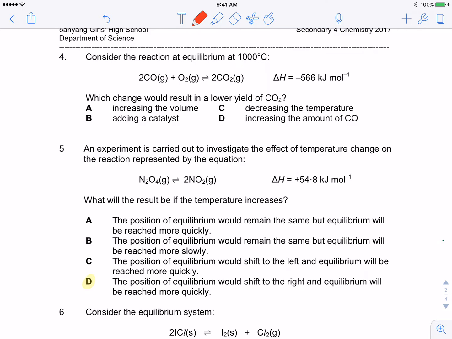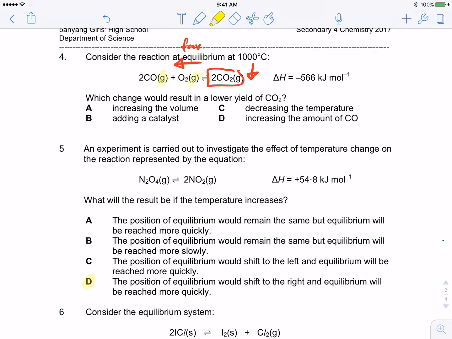Question 4. Consider the reaction at equilibrium at 1000 degrees Celsius. I have carbon monoxide reacting with oxygen to give carbon dioxide. Which of the changes will result in a lower yield of CO2? This is very standard again. So we want, if this is to be decreased, it means it favors the backward reaction instead. So what kind of condition will favor the backward reaction?